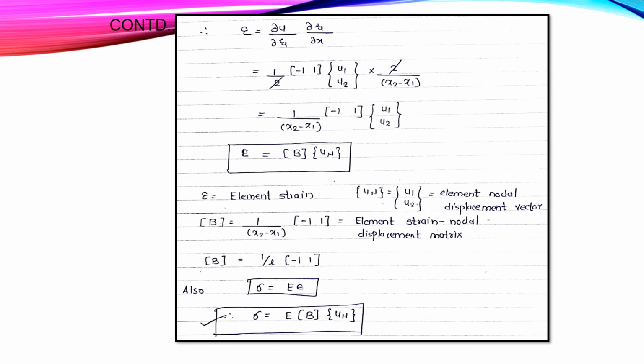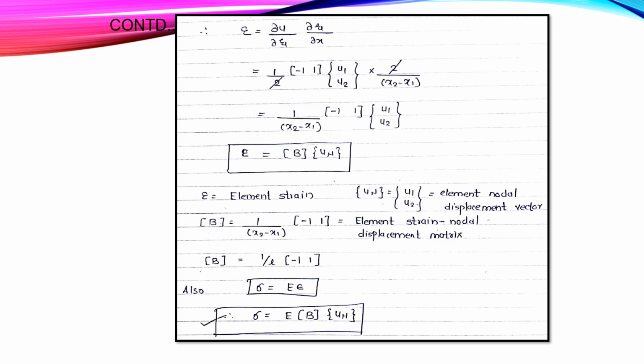Previously we already saw that strain is equal to del u by del zeta into del zeta by del x. Put the values of both variables and you will get the strain epsilon is equal to 1 upon (x2 minus x1), in the first matrix [-1 1], and in the second matrix u1 and u2. So epsilon is equal to B into un, where epsilon is the elemental strain. B is also known as the elemental strain nodal displacement matrix. It is 1 upon (x2 minus x1) into the matrix [-1 1]. In short, x2 minus x1 is the length of the element, so it is 1 upon L into the matrix [-1 1].